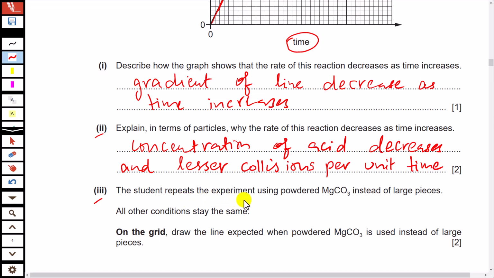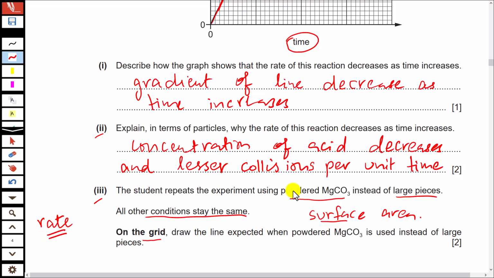Next, the student repeats the experiment using powdered magnesium carbonate instead of large pieces. All other conditions stay the same. This means the mass of magnesium carbonate is still the same, the temperature is the same, the concentration of HCl is the same. The only change he made is using powdered magnesium carbonate instead of large pieces. So he is increasing the surface area of magnesium carbonate, and we know that the rate of reaction is directly proportional to surface area. So when surface area increases, the rate of the reaction will increase.